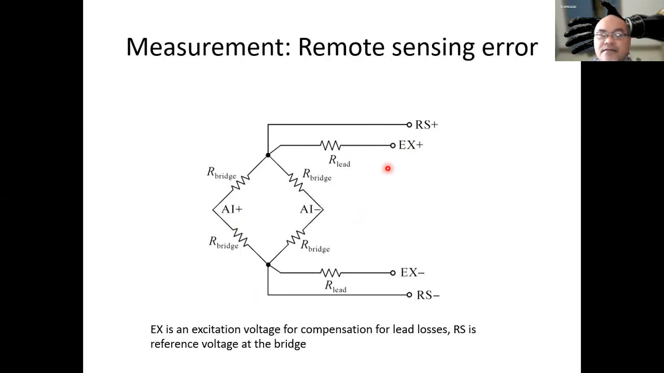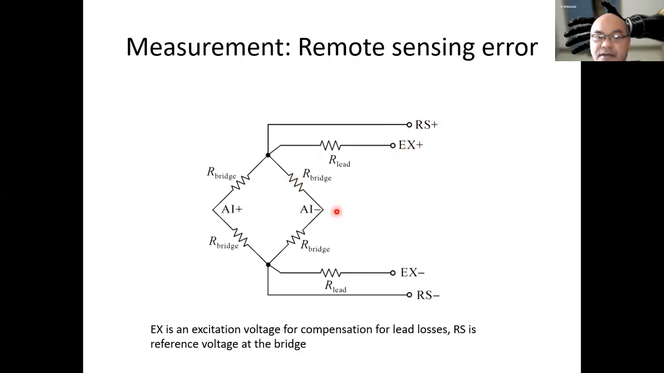So when we excite here, the excitation voltage is for compensation of the lead losses. The output of the bridge is tapped at the terminals AI plus and AI minus. Then you put the reference voltage at the bridge here, RS plus and RS minus.